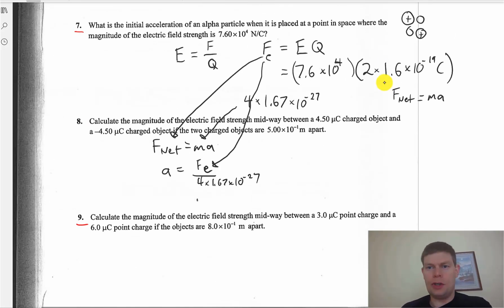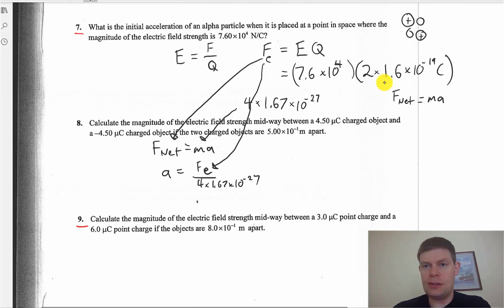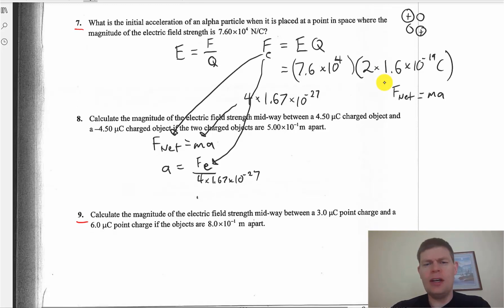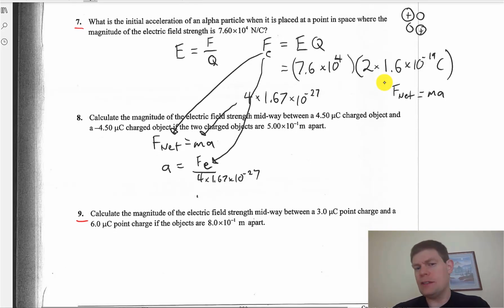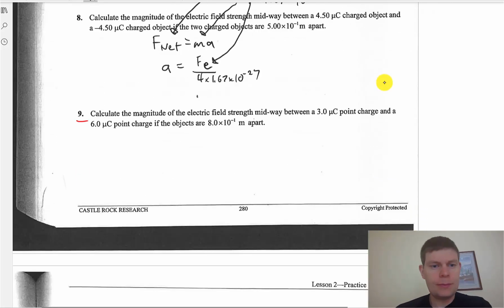Big one I wanted to draw attention to here was the whole alpha particle, because it comes up. So you need to know, hey, charge is 2 times the elementary charge, and mass is 4 times the mass of a proton, or 2 times the mass of a proton plus 2 times the mass of a neutron. I think mass of a neutron is 1.68 times 10 to the negative 27, so it makes a very small difference.